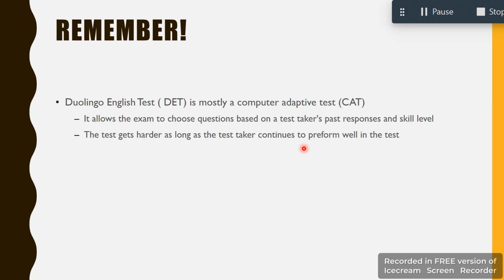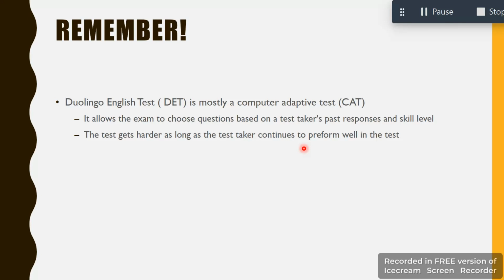But before that, we have to note that the Duolingo English test is mostly a computer adaptive test, which we call CAT. We call it computer adaptive test because the questions will get harder as long as the test taker continues to perform well in the test. This means that all of the questions will be chosen based on the test taker's past performance or past responses. So, for example, if you're performing well or excellent, the questions will get that much harder.